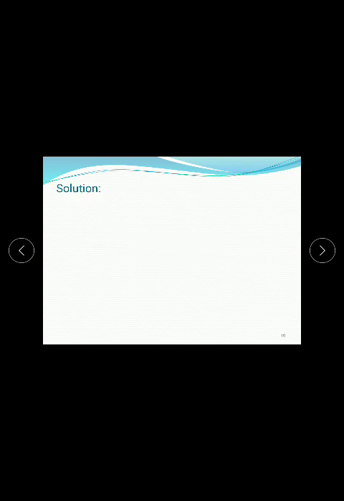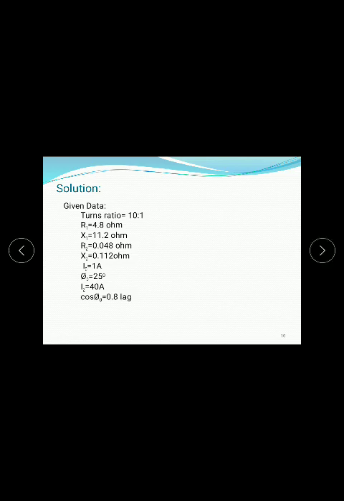See here the given data: turns ratio 10:1, R1 is 4.8 ohms, X1 is 11.2 ohms, R2 is 0.048 ohms and X2 is 0.112 ohms, I0 is 1 amp and phi0 is 25 degrees, I2 is 40 amps, and cos phi2 here.